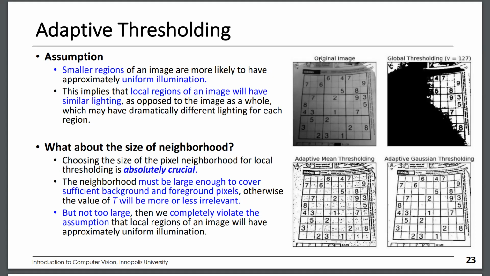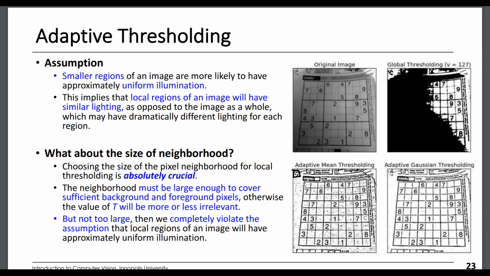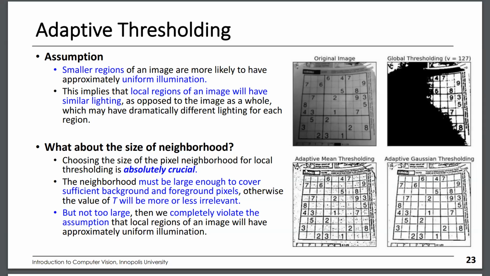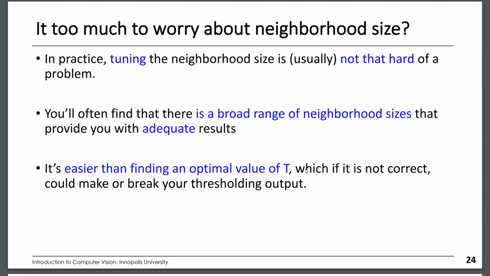So a small question would be, what about the size of this neighborhood? We can do something very small, or we can do something a bit bigger. It depends. Of course, the size of the neighborhood is very important in this algorithm, but in fact, empirically, there is a very broad range of neighborhood sizes that will give you very good results. So instead of trying to tune the best T, which in most cases does not even exist, tuning the best neighborhood size is a much easier job.